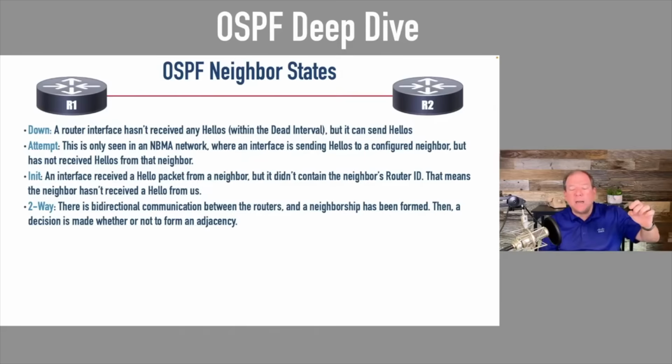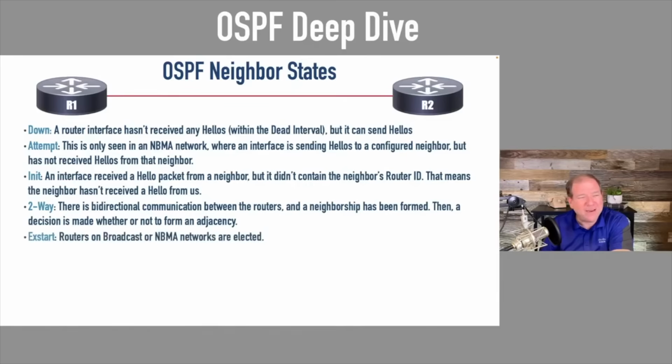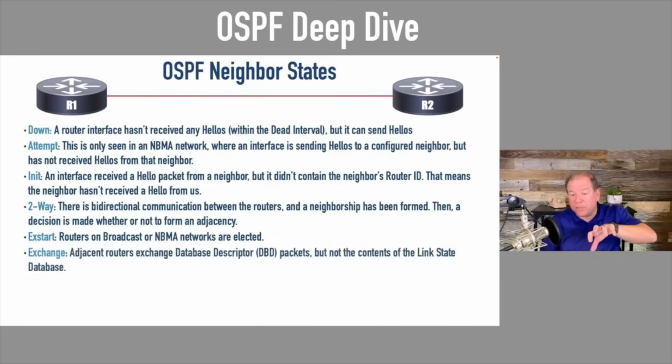And then we decide, are we going to form an adjacency? Well, that's going to depend, isn't it? Are we on a broadcast network, or I should say, are we on a multi-access network? And am I a DR, or am I talking to a DR or a BDR? That's where the ExStart state comes in. This is where we're trying to elect a DR and a BDR for this multi-access network. That happens during the ExStart state based on the priority.